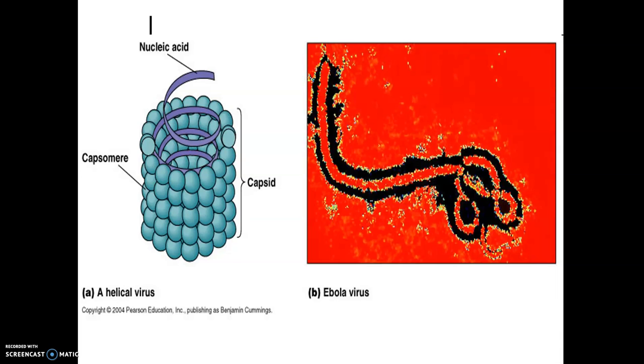The first one here is a helical virus. The example there on the right is the Ebola virus. But again, they can take all kinds of weird shapes and forms. Basically, it can be very simple, or it can be a little bit more complex. But you have the DNA or RNA, and then you have the capsid surrounding it.